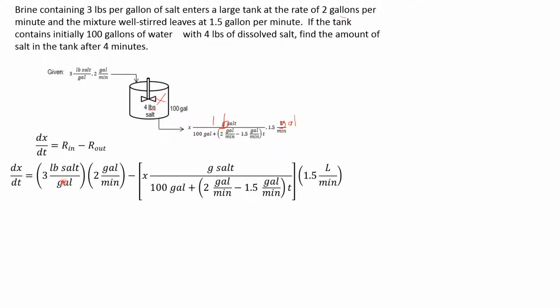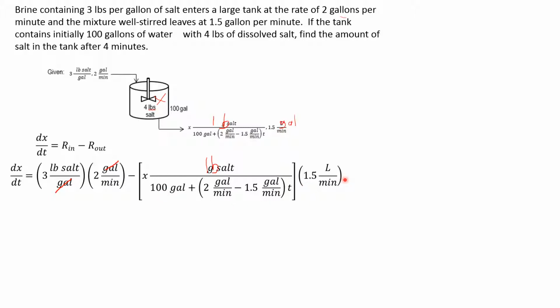This is 3 times 2. So basically your units will cancel out there, that gallon and gallon. We changed this already to pounds. So over that, 100 plus 2 minus 1.5 t, times 1.5. This will be our setup. Look at how we set this up. This will be x divided by the volume at any time, times the amount that is coming out.